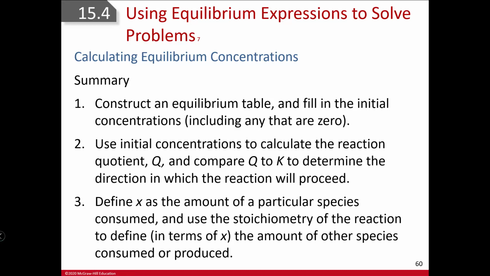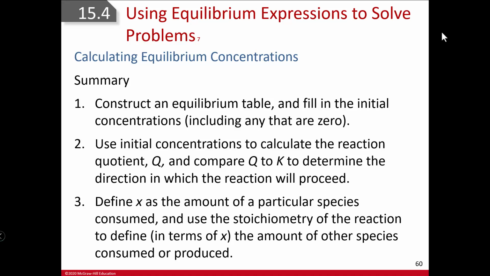So in summary of this section, just to make sure everybody's on board, you construct an equilibrium table called an ice table, including anything that has a 0. You always calculate Q, and that determines which way the reaction will proceed.